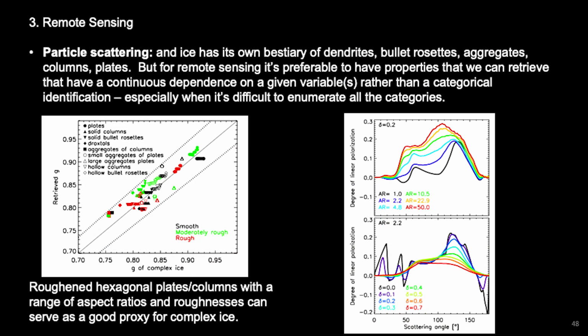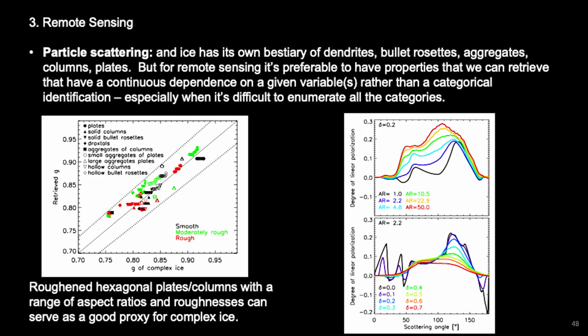For remote sensing, we also need to figure out what we're going to do for ice. Yeah, I didn't have a picture. Okay, so ice. Ice comes in lots of shapes. This is just showing from Ping Yang's group: columns, bullet rosettes, Droxtals, aggregates. So many shapes. It's like a bestiary. You don't know what to do with it.